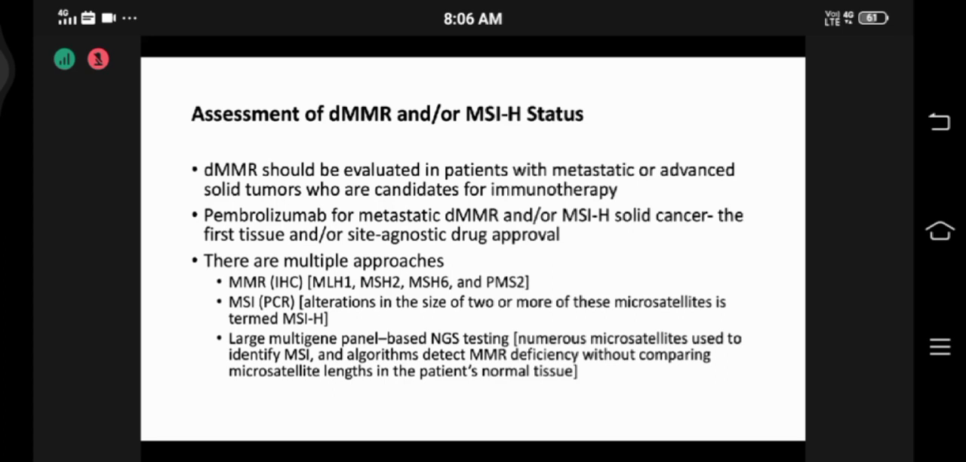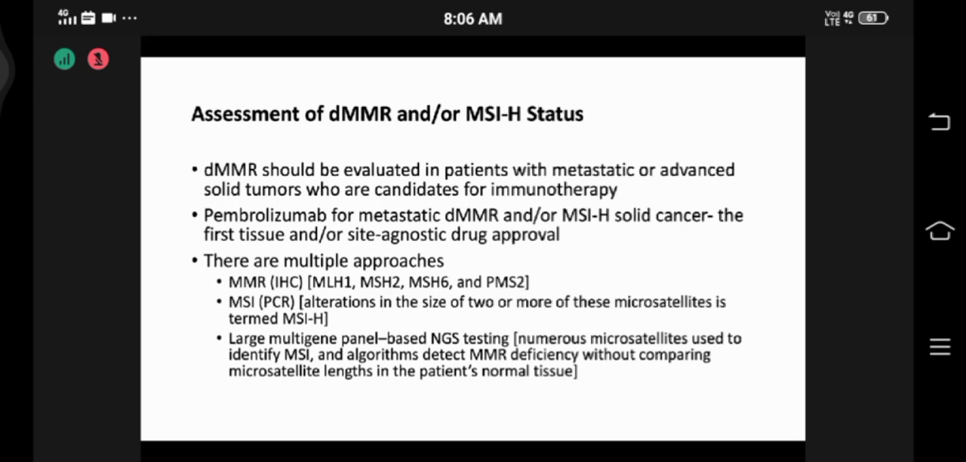So when we hear deficient MMR, we know it's an IHC-based test and it is reporting the protein loss. Now, if I say MSI high, I automatically mean it's either a PCR-based test or an NGS-based test. It's not an IHC-based test. So that's why when you use the terminology correctly, the person who sees the report can understand it very easily.